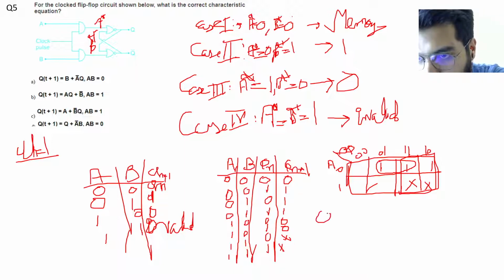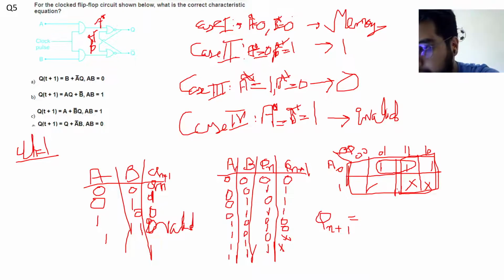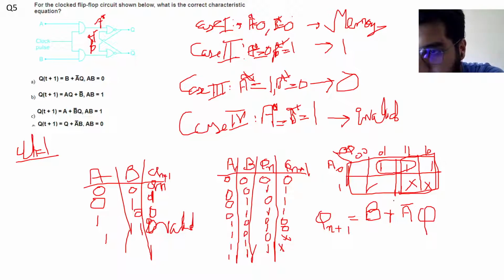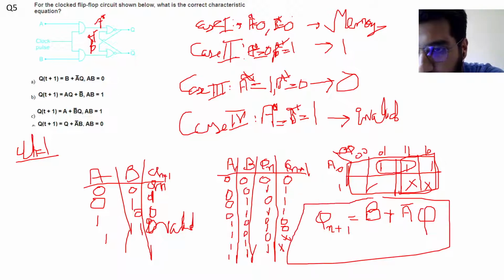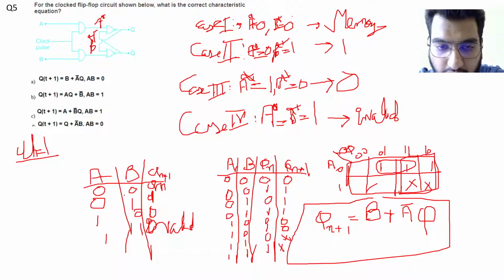So my Qn plus 1 will be equal to, first writing the term coming out from the square, A will be neglected, and since Q is changing, it will be B, or with the term from this pair, A is there, so it will be A bar, and B is changing and it will be Q. So my characteristic equation will be Qn plus 1 is equal to B plus A bar Q, and also you can see that AB is always equal to 0.